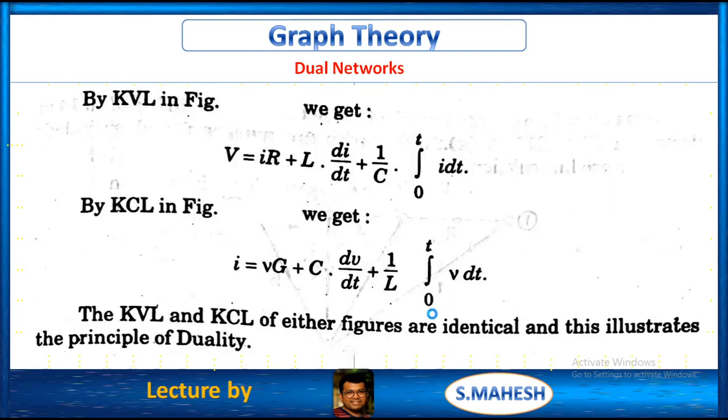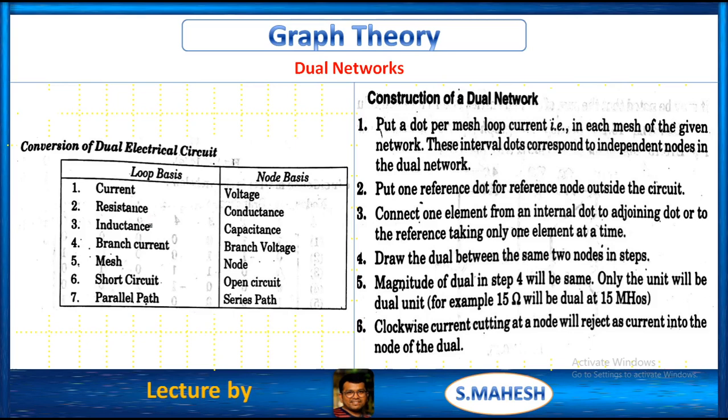So based on this, this is the KVL equation from the series RLC circuit, this is the KCL equation from the parallel RLC circuit, right? So the KVL and KCL of either figure are identical, and this illustrates the principle of duality. So from that, first, on a loop basis we are having current, right? On a nodal basis we are having voltages.